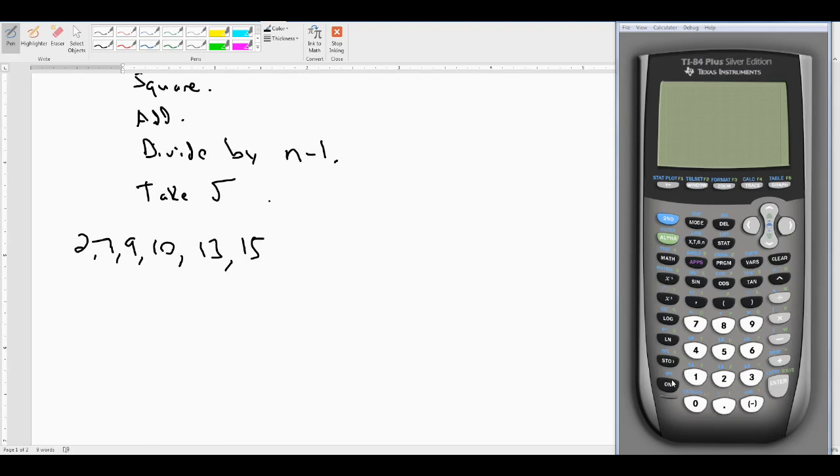So what I want to do first is find the mean. I'm going to find the mean, which is x bar. X bar is the mean. Mean is just average. That's all that is. To find the average, you add them all up. I'm not going to do anything fancy with the calculator.